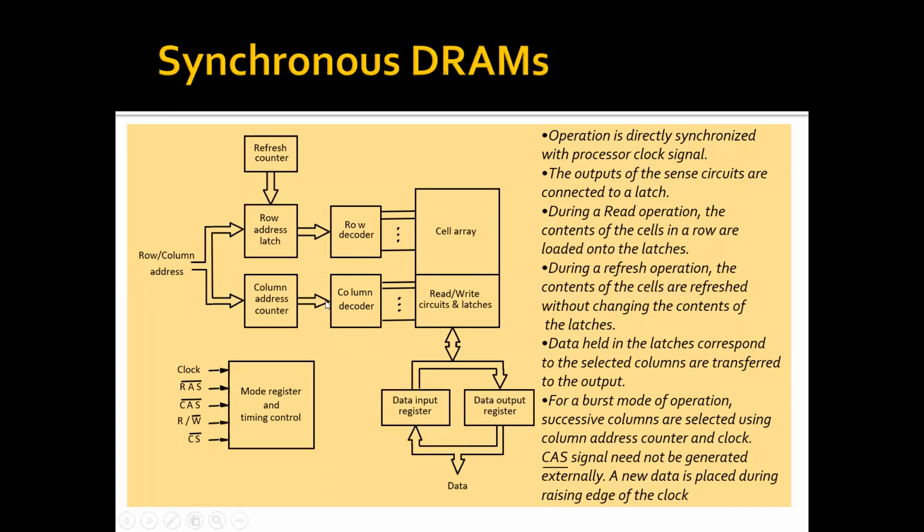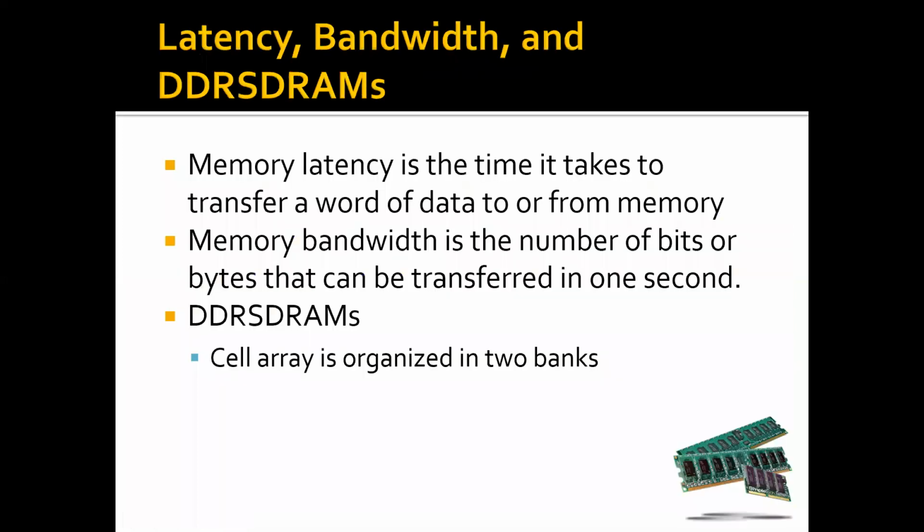Now, what we have done? We have row address which could be decoded by row decoder, column address which can be decoded through column decoder, and there is a read write latch through which it will go for either read or write of the content. Memory latency is the time it takes to transfer a word of data to or from memory. How much time it takes to read or write from the memory.